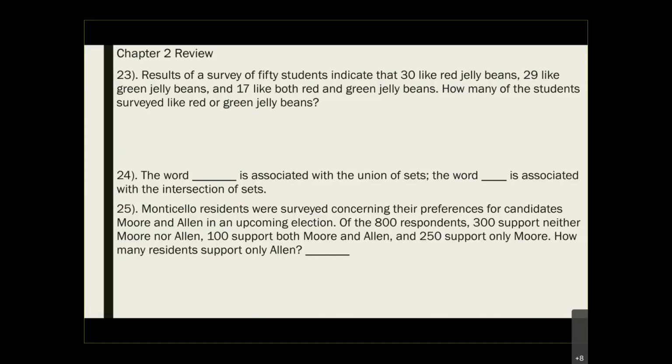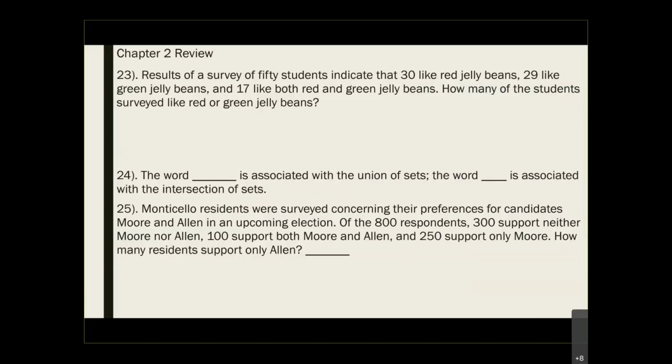But again, let's take a look at number, I have one more problem after this, I think, 26. But again, let's take a look at this one here, number 23. They say the result of a survey of 50 students indicated 30 like red jelly bean, 29 like green jelly bean, and 17 like both red and green jelly bean. How many students like red or green jelly bean, right? So again, we know that there are 50, but we don't really need that 50. They did not ask us how many people do not like, right? On your final, they might ask you that, but again, we can do that.